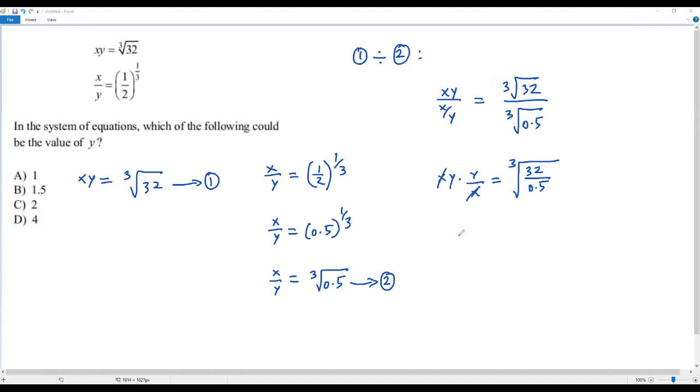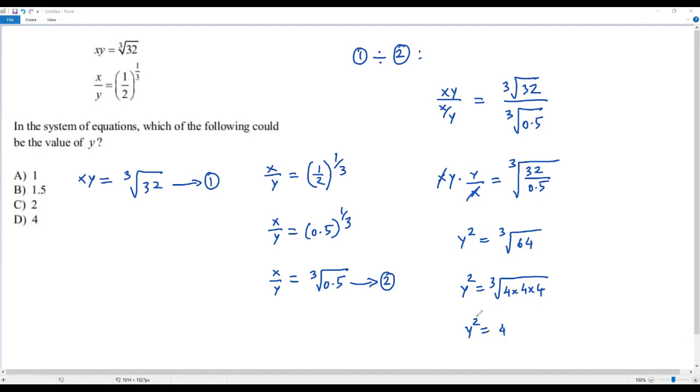y times y is y squared equals the cube root of, when I divide 32 by 0.5, I get 64. Okay, y squared equals the cube root of 64, which can be written as 4 times 4 times 4. 4 times 4 is 16, 16 times 4 is 64. In a cube root, for every three same numbers multiplied inside, one number can be taken out of the cube root. Here 4 is multiplied by itself 3 times, so one 4 can be taken out of the cube root.